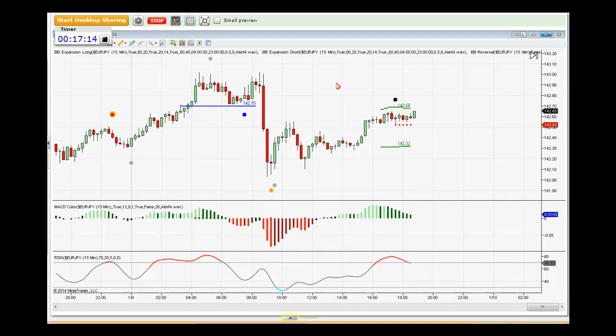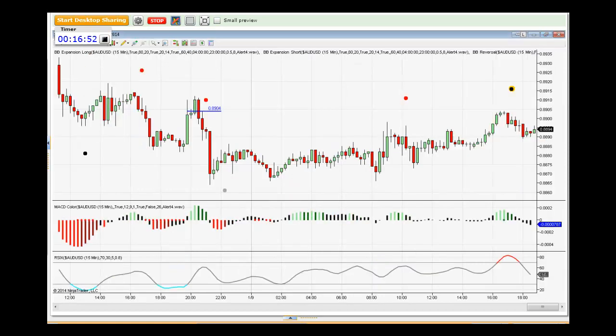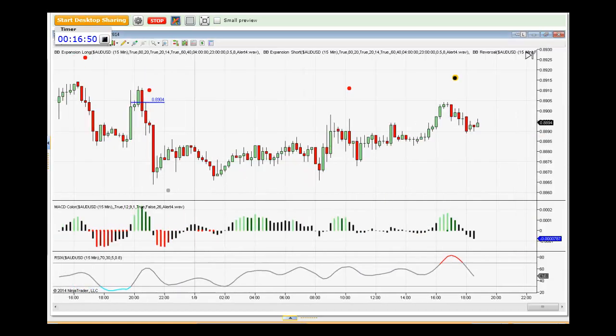So that was the Swiss. Here, it looks like a good possibility of the euro yen breaking out. We'll see what happens. Someone asked me about the Aussie dollar. Aussie dollar is kind of flat today, not a lot of movement, not a lot of signals.